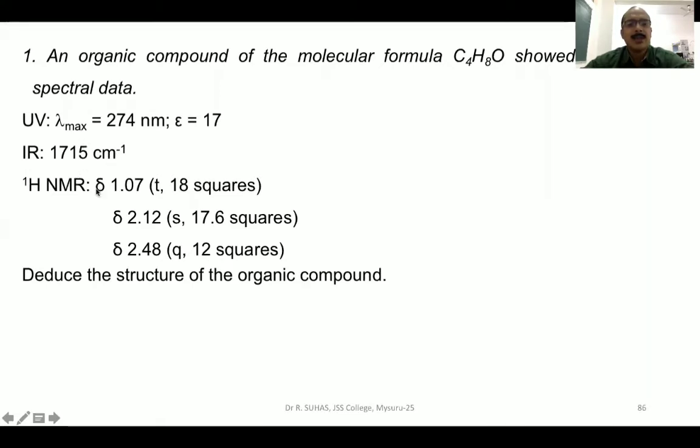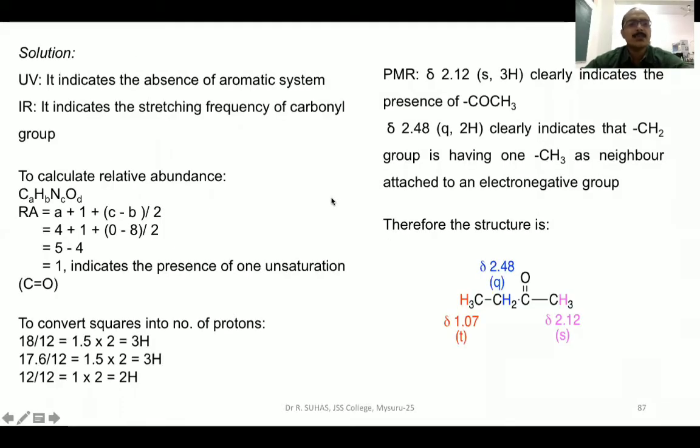Coming to 1H NMR, delta 1.07, it says triplet and 18 squares. Usually we give the number of protons, like triplet 2H, singlet 3H, quartet 2H. But instead of giving the protons, one may be told that there will be this many squares, and you have to convert these squares into protons. We will see how we can do that. This is the solution part.